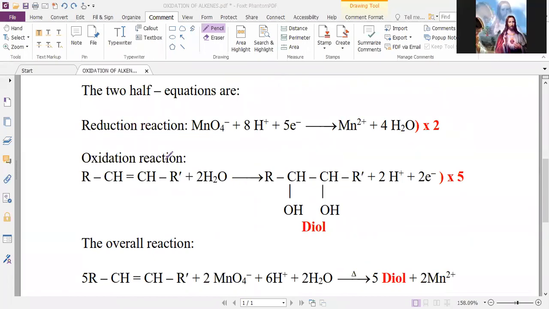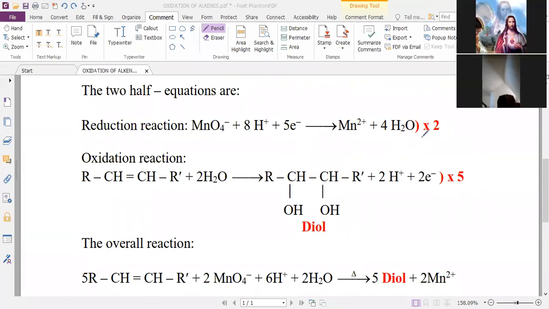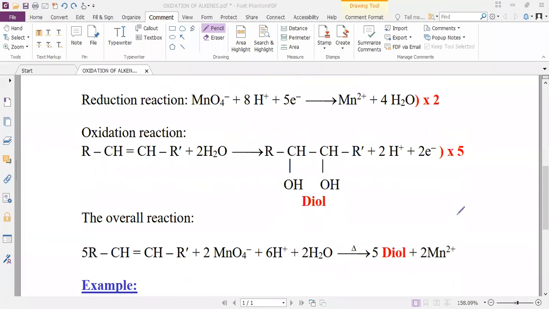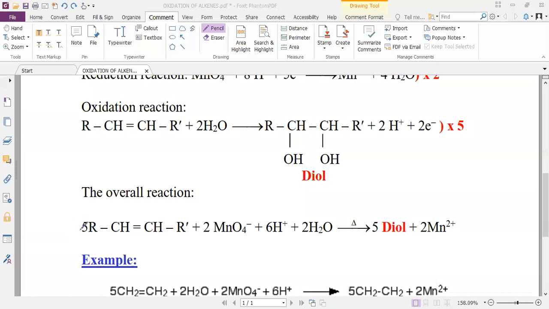So now we add the two equations. We multiply up by 2 and down by 5. Here we have 5 electrons and here we have 2 electrons. So we multiply the first equation by 2 and the second equation by 5. So we get the overall equation.